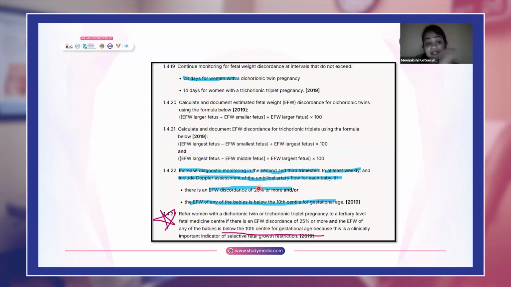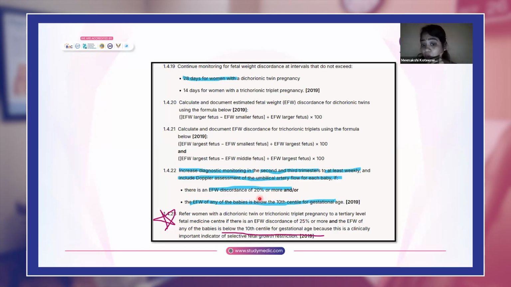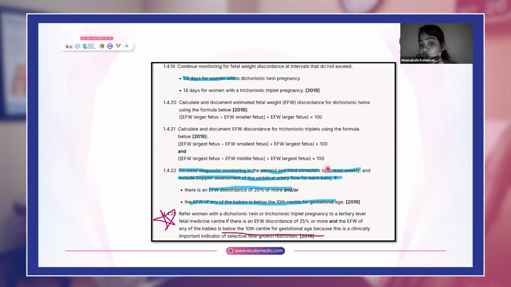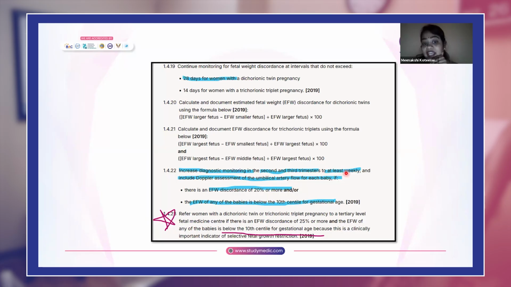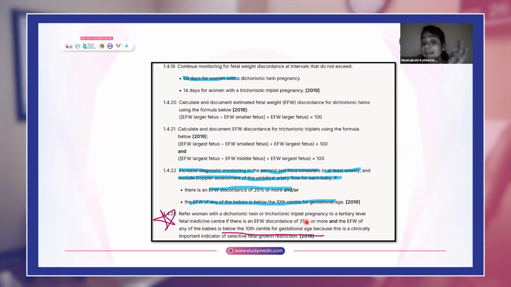So what the guideline says is that whenever you see that the estimated fetal weight discordance becomes 20% or more, and or the estimated fetal weight of these babies is less than 10th percentile, either of this, or if you've got both in the second and the third trimester, you have to do weekly monitoring, including the Doppler assessment of the umbilical artery flow. And the first step is obviously whenever you have got discordance of 25% or more, make sure that you refer it to a tertiary care.